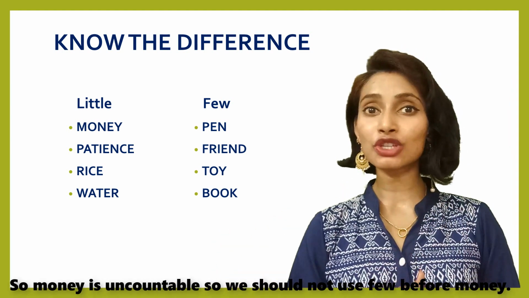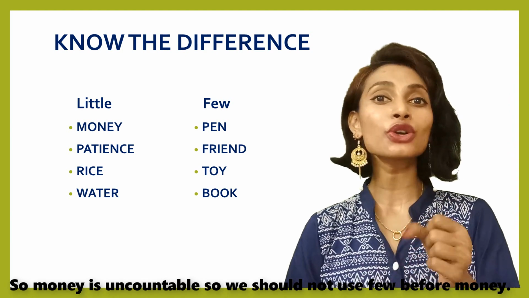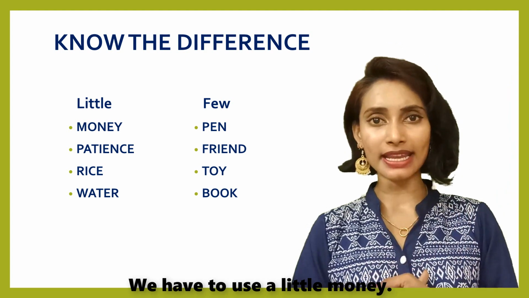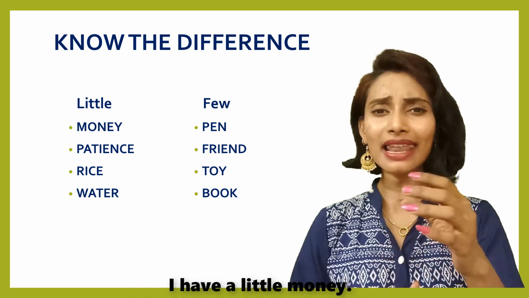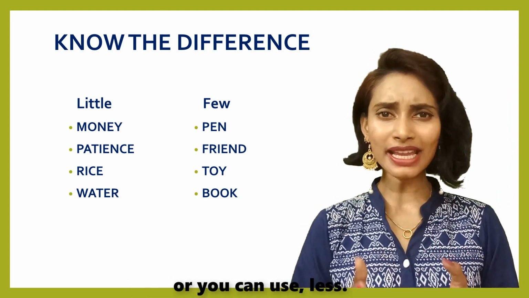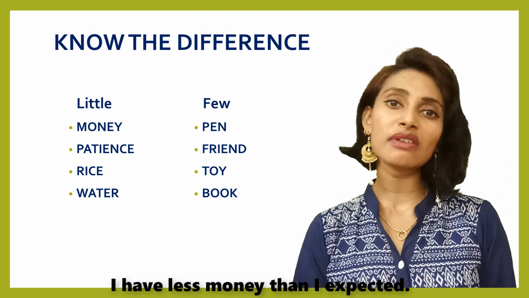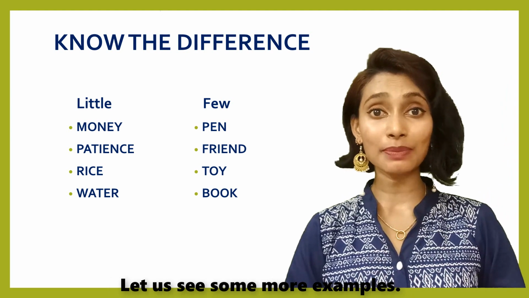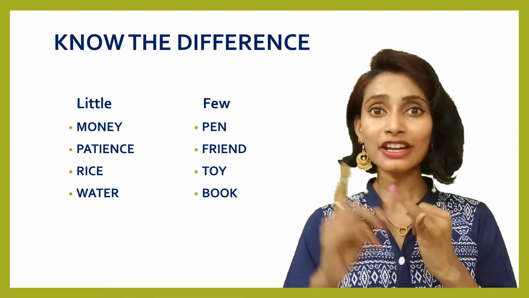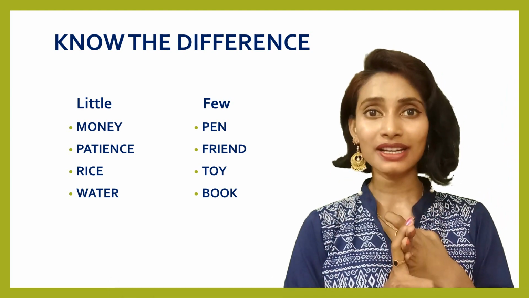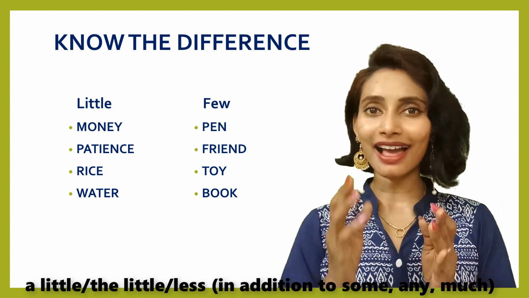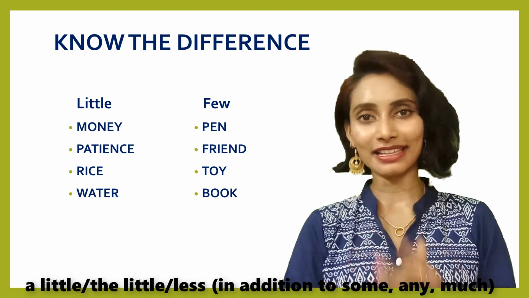So, money is uncountable, so we should not use few before money. We have to use a little money. I have a little money. Or you can use less. I have less money than I expected. So, let us see some more examples. Patience, rice, water. These are all uncountable nouns and we generally use a little or the little or less.